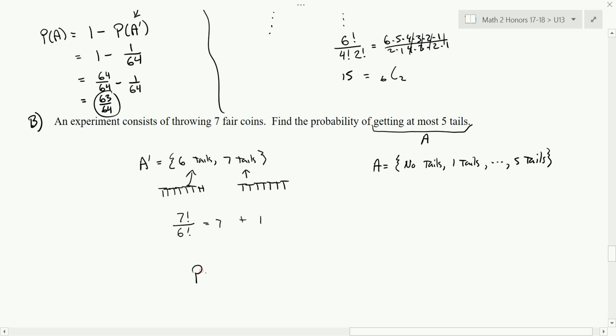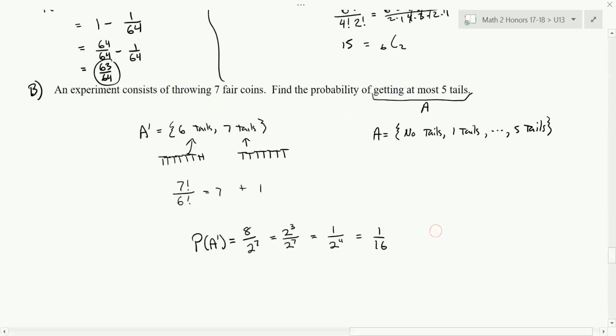And so the probability of the complement of A would be what? 8 out of 128. 2 to the 7th power, is that what you guys are doing? Okay. And so 8 is 2 to the 3rd power, over 2 to the 7th power. Remember, if you have a common base, you can subtract your exponents. So this is 1 over 2 to the 4th, 1 out of 16. You can use those rules for these numbers if you want. Okay. So that's the probability of the complement of A.